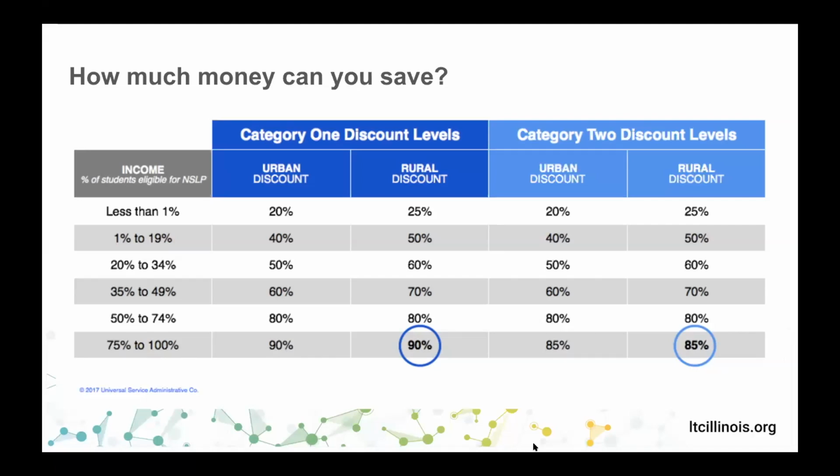That is done in one of two ways. You can either get a discount on your bill and just pay that 30%, or you can pay the entire bill and then file for the reimbursement and get 70% back from the E-rate program. That is for category 1.